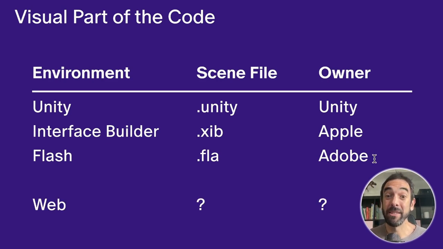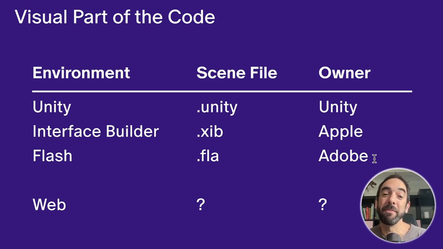The challenges with the web are twofold. One, the question: what is the scene file for the web? It's a source code or module that dictates what things look like, separate from the functionality. The other thing is that no one controls the web. There are standards bodies and corporate groups, but the web is kind of an open, anarchistic environment where there's no one dictating how things get done.